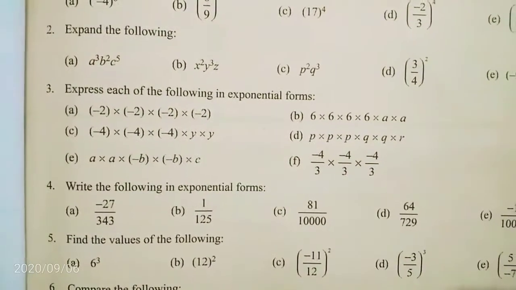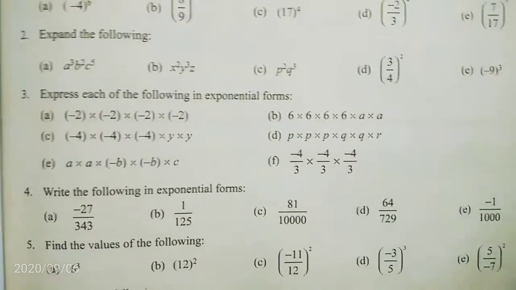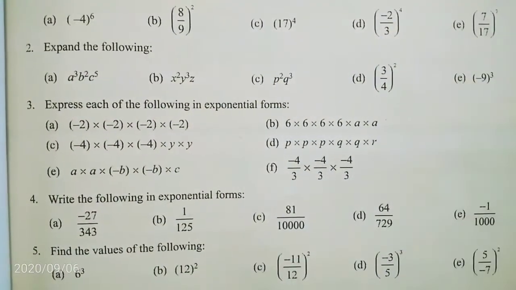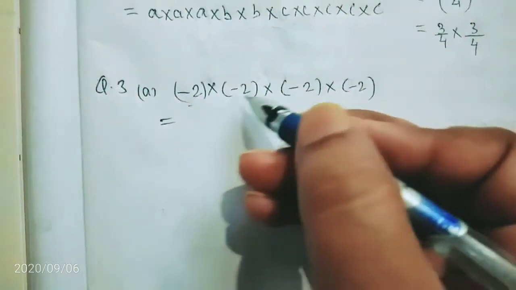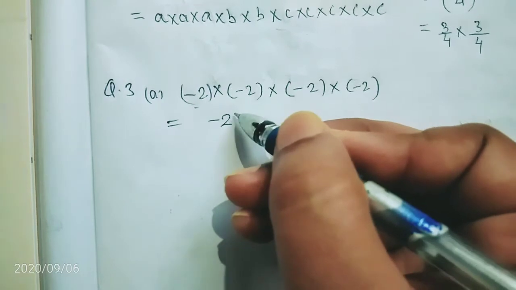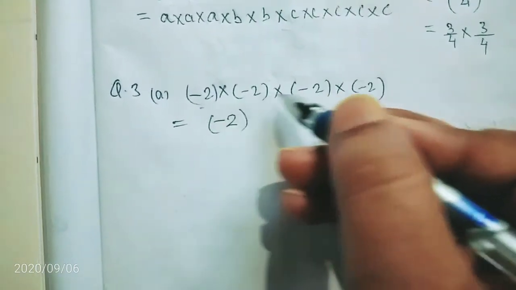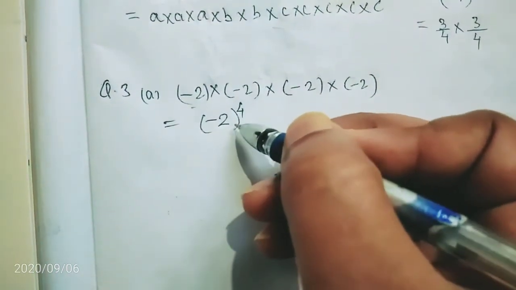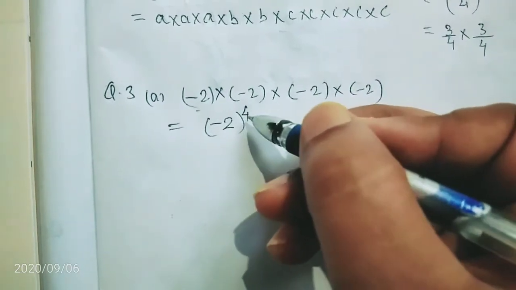Okay, now question number 3, express each of the following in exponential form. Now it is given in expanded form, you have to write it in this short form. Okay, let's see. So how many times is minus 2 written? 1, 2, 3, 4. 4 times minus 2 is written. That means in exponential form, you will write this minus 2 one time, this is the base, and how many times is it repeating? 4 times. That means the power will be 4. Minus 2 to the power 4. Okay, these are the base, and the number of times it is repeating, that is the power.